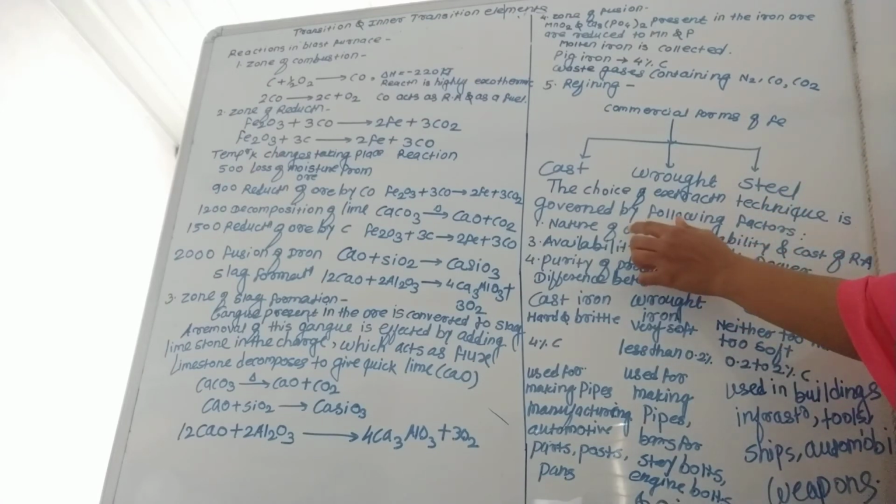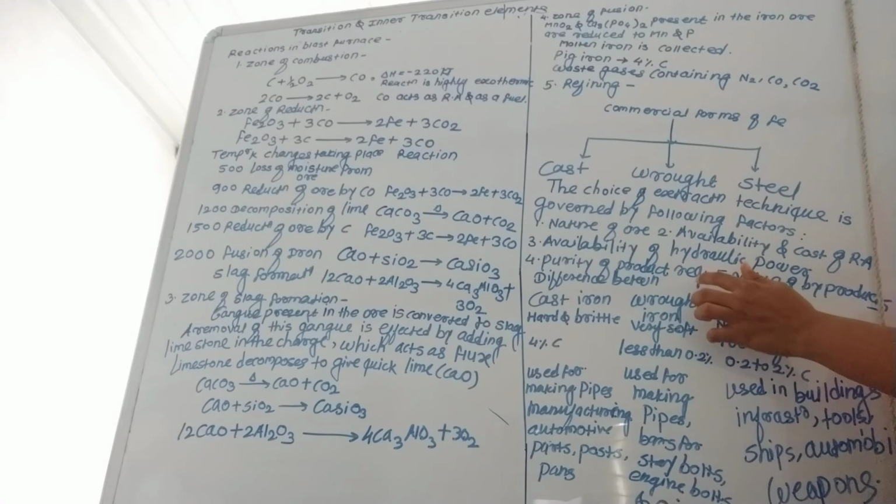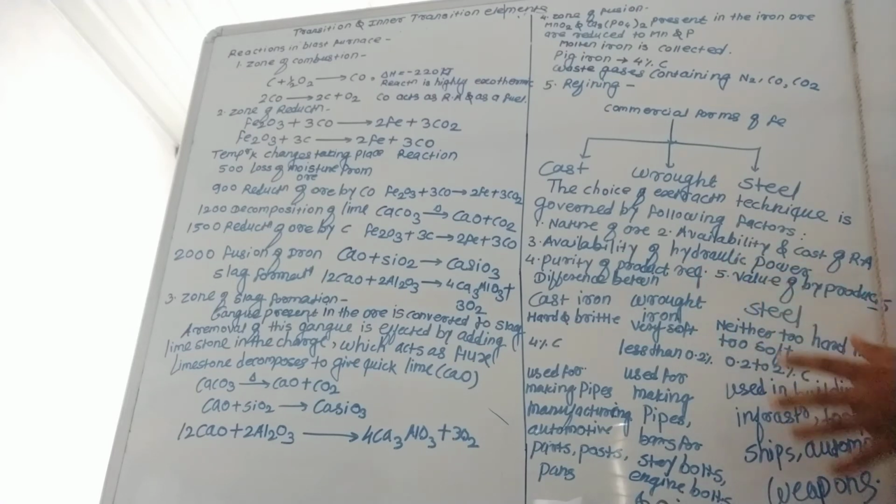Which factors? First factor is nature of ore. Second, availability of cost and reducing agent. Third, availability of hydraulic power. Fourth, purity of product required. Fifth, value of byproducts. By all these factors the choice of extraction technique is governed.